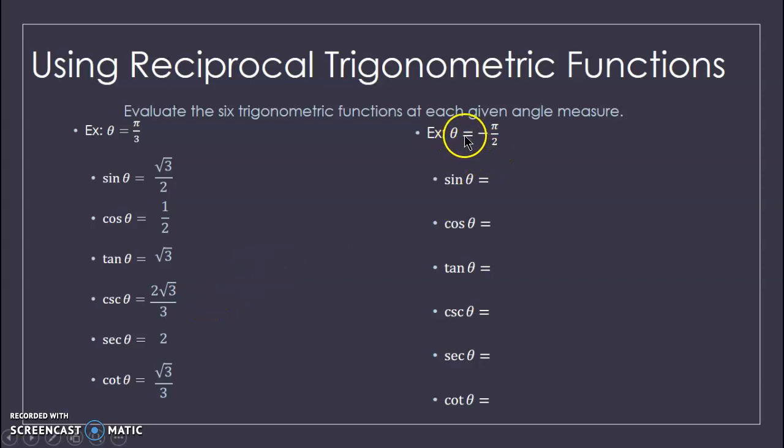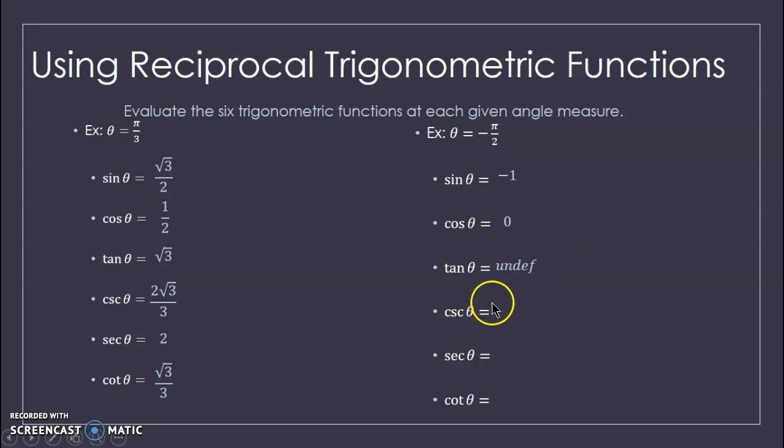So if I have theta equal to negative pi over 2, again, I use my unit circle and I can get my sine and my cosine. Negative pi over 2 is the equivalent of 3 pi over 2, so you're looking at your 270 degree mark there. At that mark, your sine is equal to negative 1 because it's down below in the unit circle. Your cosine is equal to 0. Tangent is equal to negative 1 over 0, which is undefined.